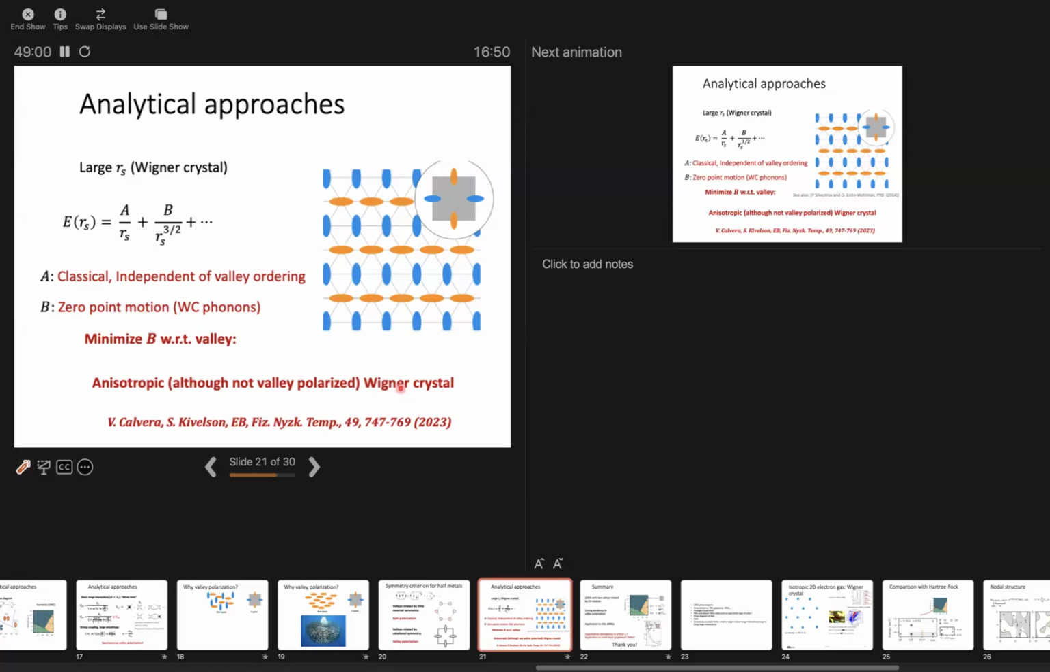Other questions? In the density range where the valley polarization occurs, there are quantum oscillations at larger densities.